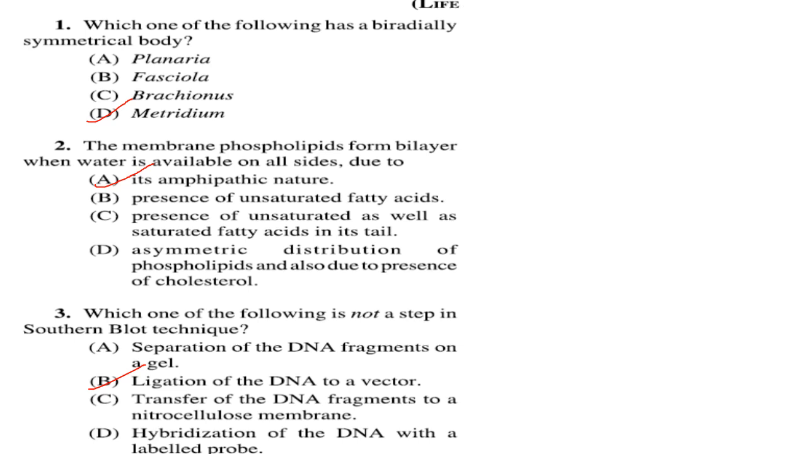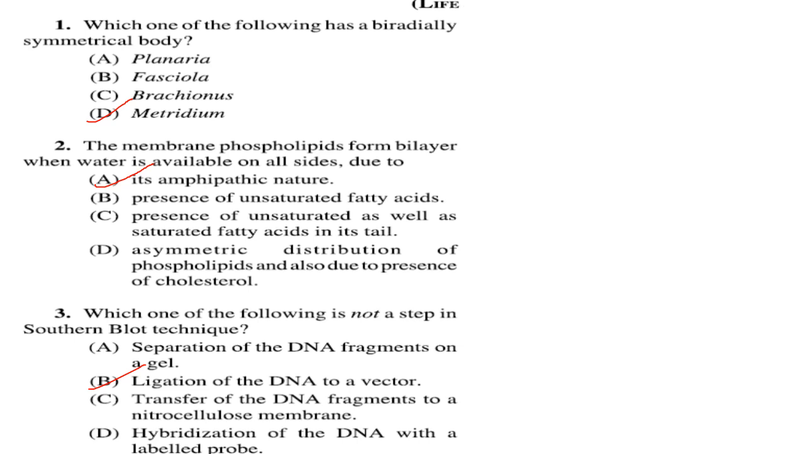The next one. The membrane phospholipids form bilayer when water is available on all sides due to its amphipathic nature. Amphipathic means they have hydrophilic or polar ends, or water-loving ends, and a hydrophobic end. So the most abundant membrane lipids are the phospholipids, and phospholipids spontaneously form bilayers in aqueous solution because of their amphipathic nature. The hydrophobic tails will be on the interior of the membrane and the polar head groups exposed to water. So answer is option A.